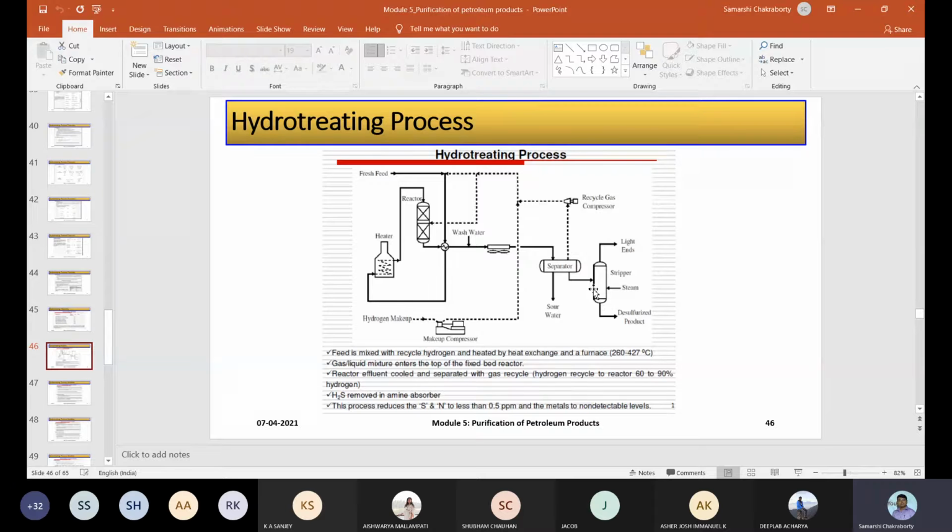And the stripper section is also there. Some of the lighter end products might also be present from the bottom of your separator section. Whatever is coming out of your separator section, the stripper is used in order to remove your lighter end products, so that you can utilize them for other purposes. And from the bottom of this column you will have your desulfurized products. So overall, that is your hydrotreating process.